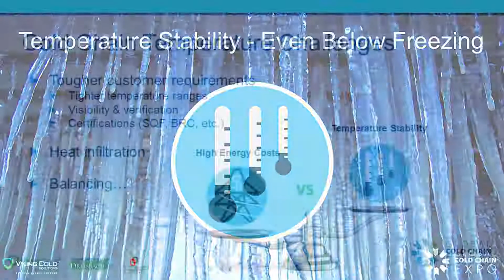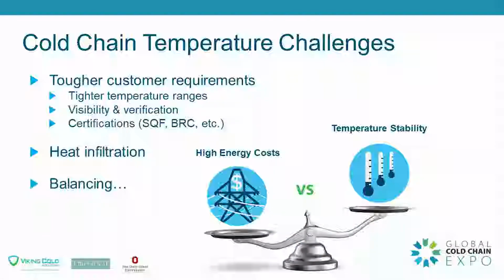Customers are requiring more today. From what we understand in the industry, there are tougher requirements on temperature ranges. They require more visibility and verification. Many of you are familiar with some of the certifications that are required depending on the type of production facility you may have, whether you're a warehouser, a distributor, or whether you're just an aggregator.